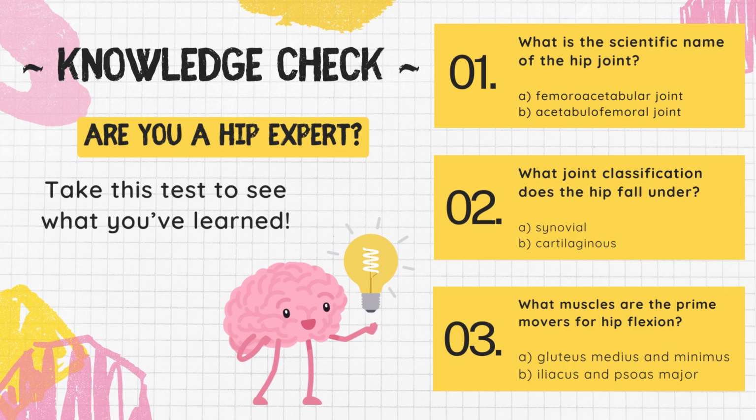Knowledge check. One, what is the scientific name of the hip joint? Is it femoroacetabular joint or acetabulofemoral joint? Two, what joint classification does the hip fall under? Is it synovial or cartilaginous? Third, what muscles are prime movers for hip flexion? Is it gluteus medius and minimus or iliacus and psoas major?